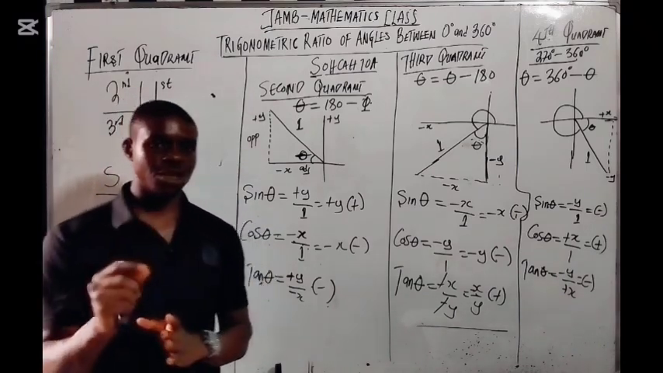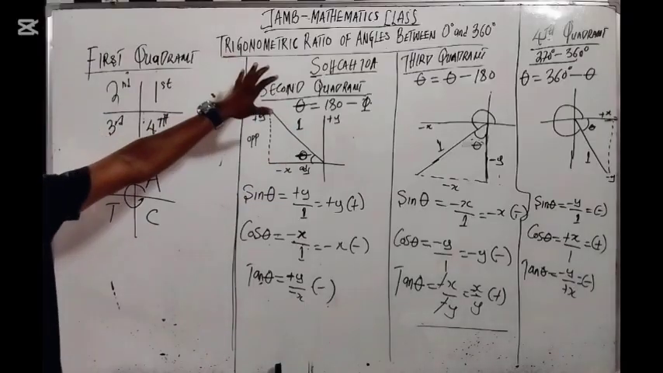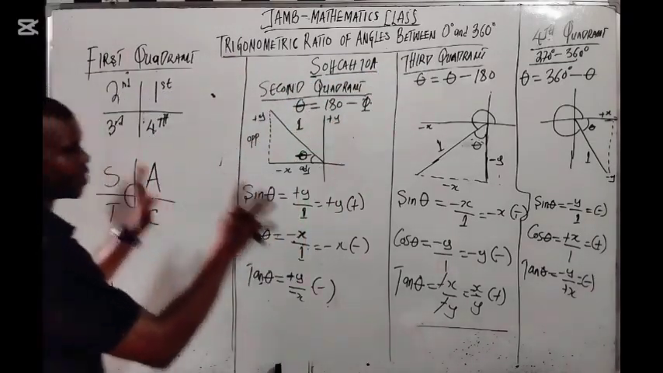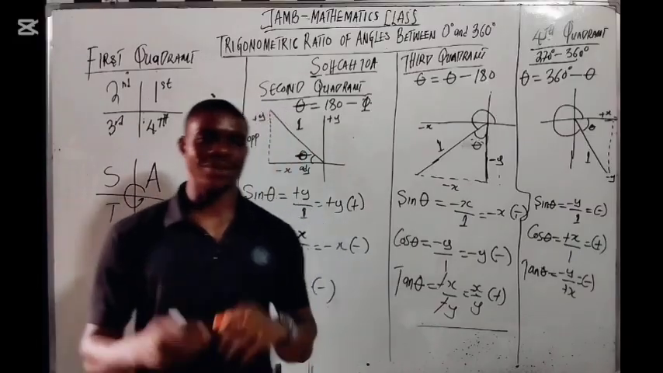So this is an introductory aspect to the trigonometric ratio of angles between 0 to 90. So please take note of all this I've explained here, because we'll be using it to solve questions in the next class.